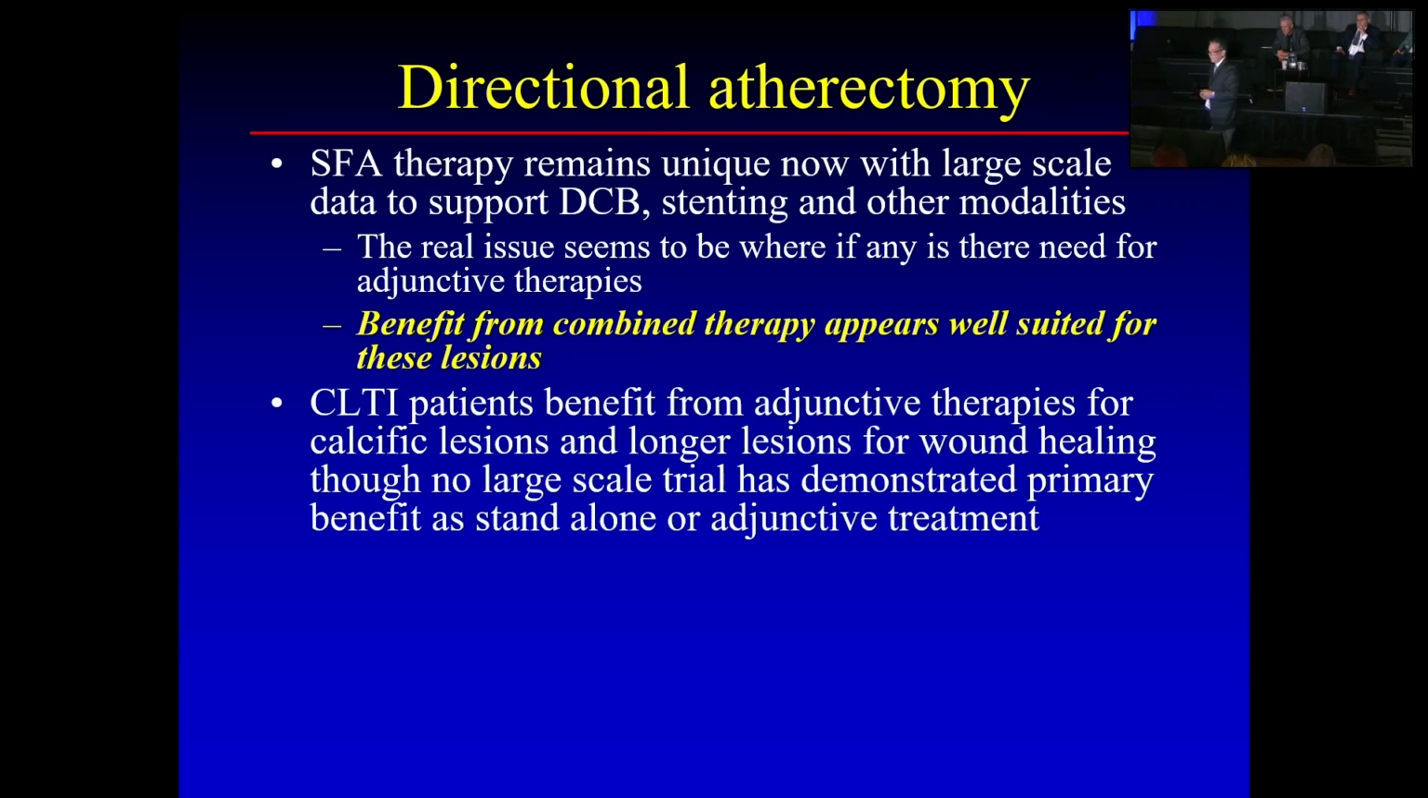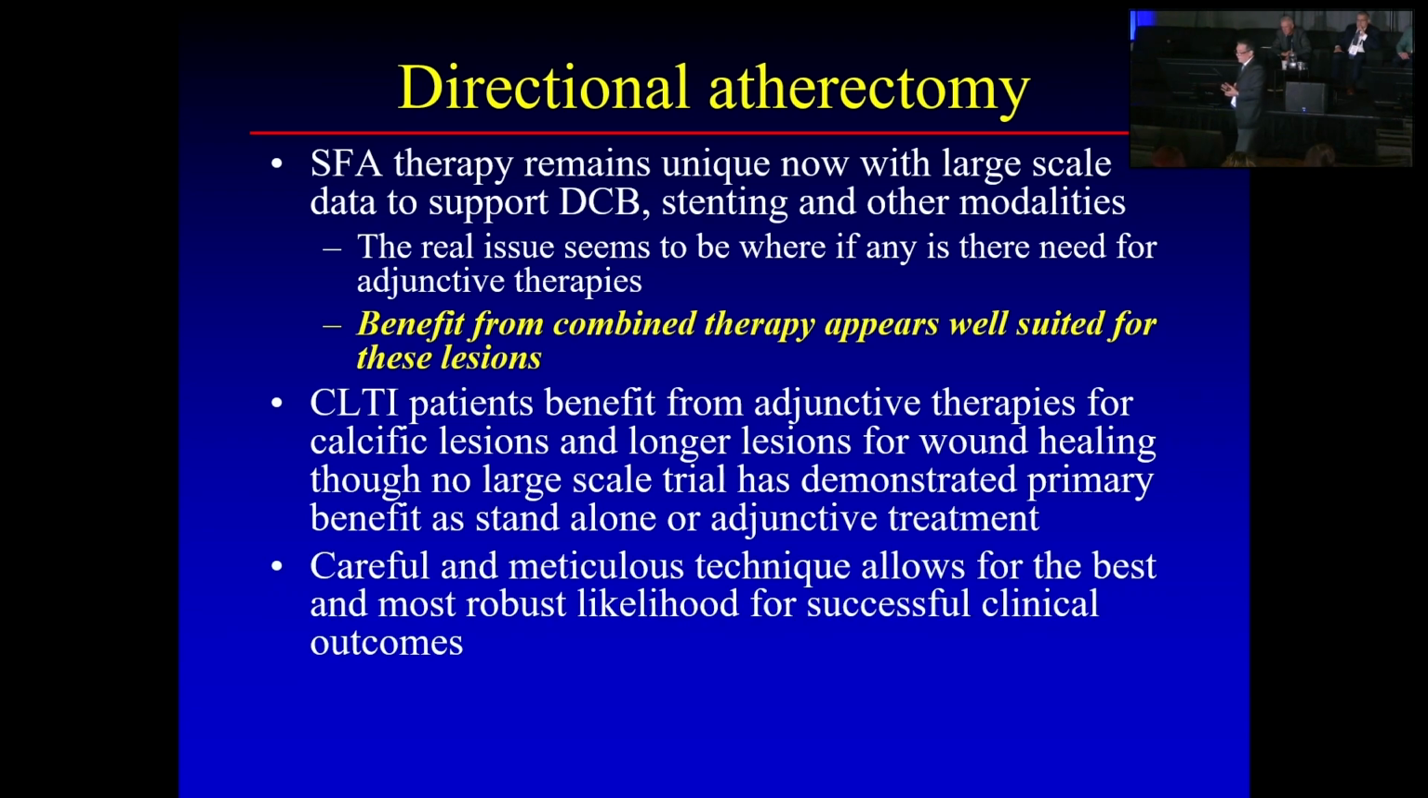I think when it comes to CLI patients, the benefit from adjunctive therapies for calcific lesions and longer lesions for wound healing are helpful, but there is no large-scale trial that has demonstrated primary benefit for any atherectomy device, quite frankly, when it comes to standalone or adjunctive treatment. Everybody has calcium, but if you're looking at the outcomes, short of life BTK, that is amputation-free survival, the combination has not benefited beyond angioplasty. And I think when it comes to directional atherectomy, careful and meticulous technique really allows for the best and most robust likelihood of successful clinical outcomes.